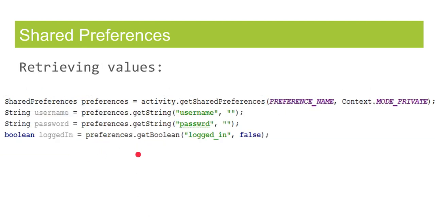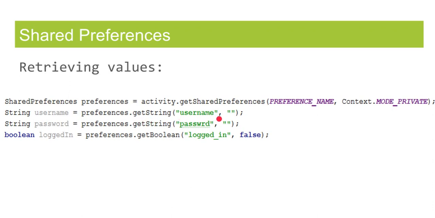How will we be retrieving the values? Almost similar code will be used. The only difference is you will not have to use the editor now. You will just need the preferences object. You will get the preferences object in the same way as earlier, and you will now use getter methods using keys, passing keys as the parameter.